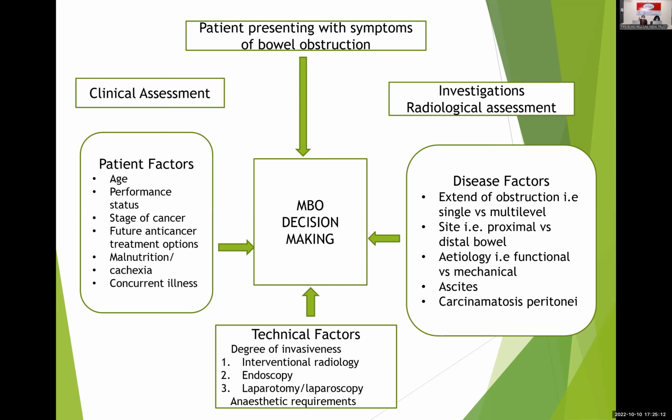All right. When it comes to disease factors, the extent of obstruction: is it a single level of obstruction or a multi-level obstruction? As I said, there can be a single point obstruction, a two point obstruction, or a multi-level obstruction, or it can even be a disseminated stage of cancer. There, if you go for a surgical option, how much can you resect? Isn't it? So all these things should be kept in mind.